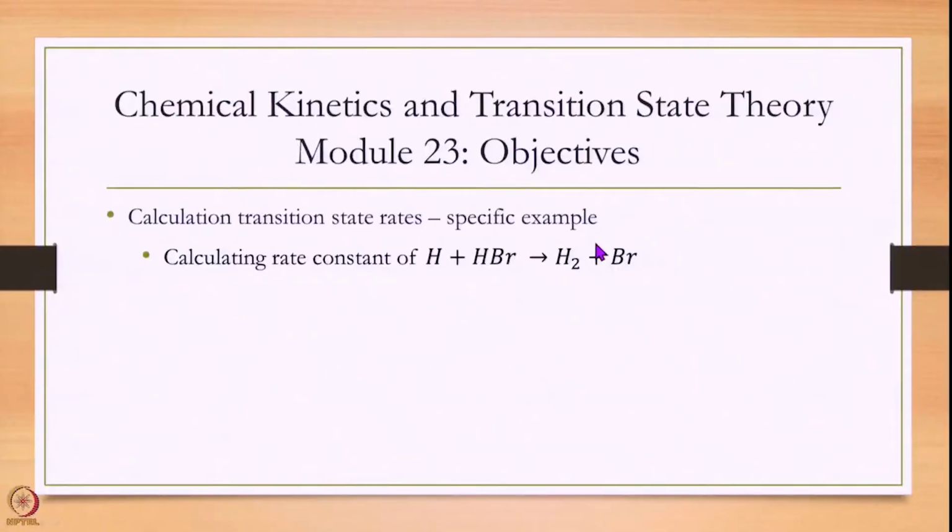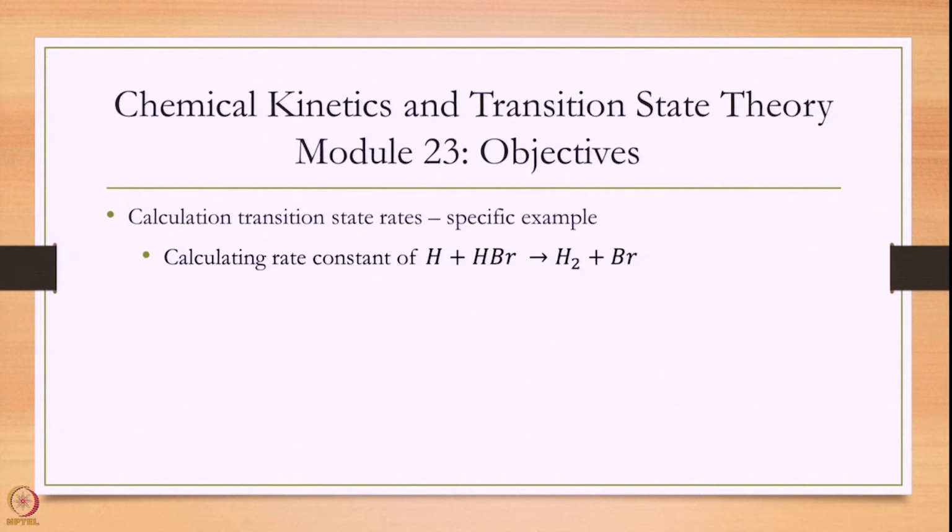Hello and welcome to module 23 of chemical kinetics and transition state theory. So, now we have a final formula for transition state rate. Today we will look at a specific example on how numbers are exactly evaluated. We will look at the example that we have looked at a little bit before, which is H plus HBr going to H2 plus Br. Alright, so let us study this problem.